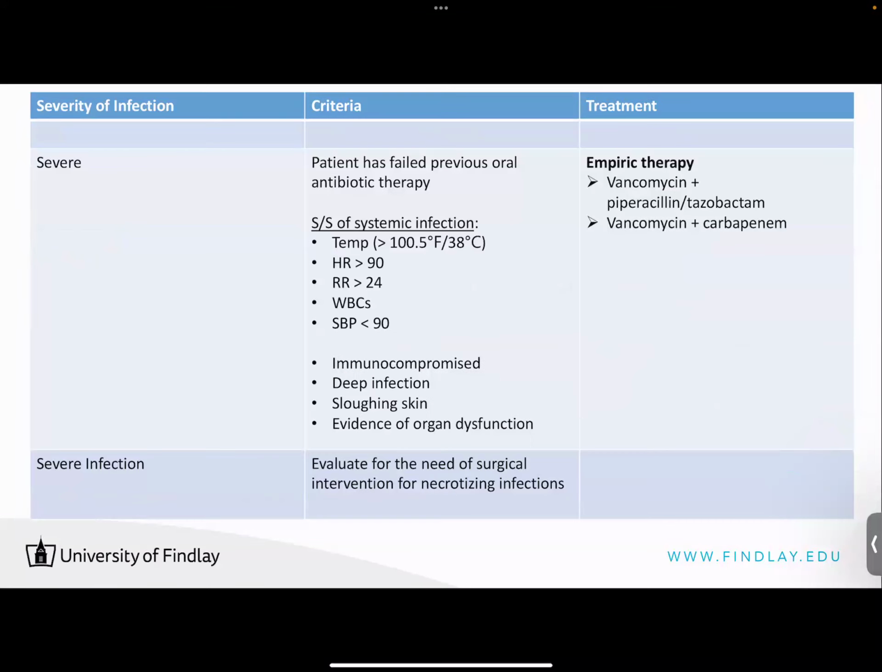All right. And then when you have a severe cellulitis, when we say severe, what we're really talking about is someone who comes in with a big, rapidly spreading lesion. They look sick. They have a lot of symptoms. They may be immunocompromised. If the skin is sloughing off, I don't think that's ever good. If they have evidence of any type of organ dysfunction, suggesting that they're going into sepsis, that's a severe infection.